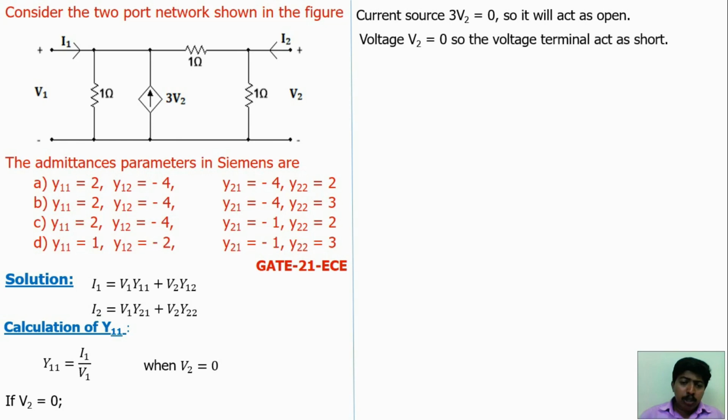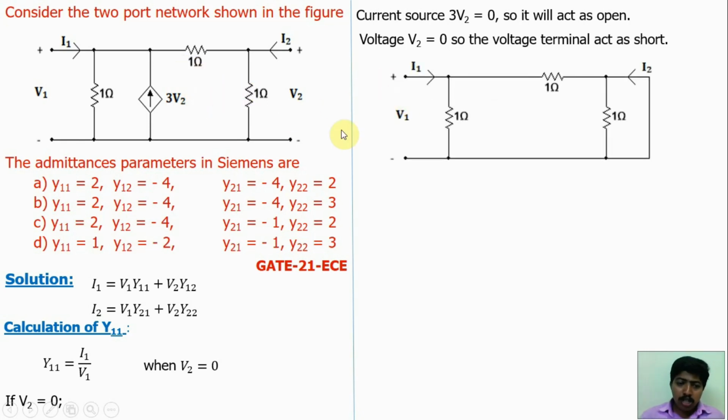Then the terminal V2. If V2 is equal to 0, the voltage at this point is equal to 0. Voltage 0 means it acts as a short circuit. If it is shorted, then only the voltage will be 0. Okay. So this terminal acts as a short circuit. So if V2 is equal to 0, the circuit will become like that, because the current source will be open and the voltage terminal will be shorted, because we considered V2 equal to 0.